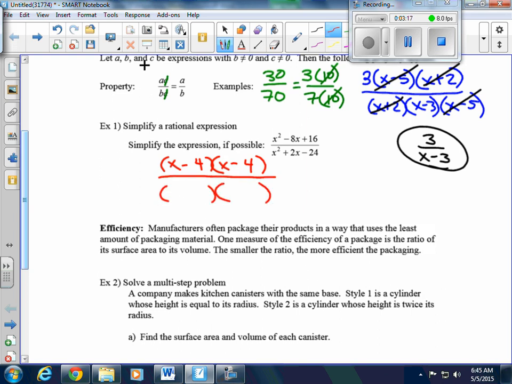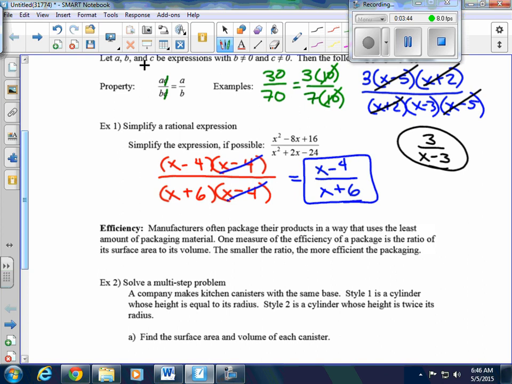The denominator is going to be x and x, 6 and 4, plus and minus. So we have those two factored. Now we have to look, do they have any factors that we can get rid of? Well, we see here they both have an x minus 4. Those will cancel out. And so our solution is going to be x minus 4 over x plus 6. And that is as far as you can go. You can't cancel anything else out in this problem because x minus 4 is one of our factors and x plus 6 is one of our factors. That's basically one number, so we have to make sure we leave those in that form.